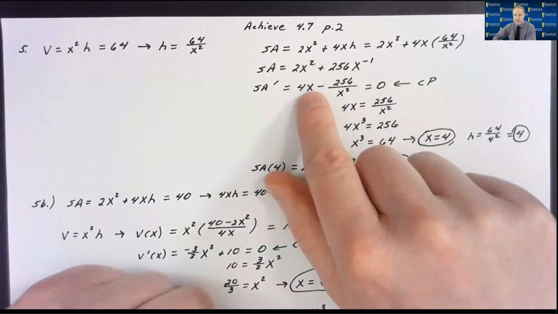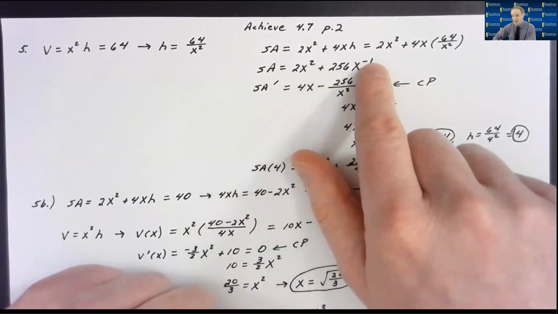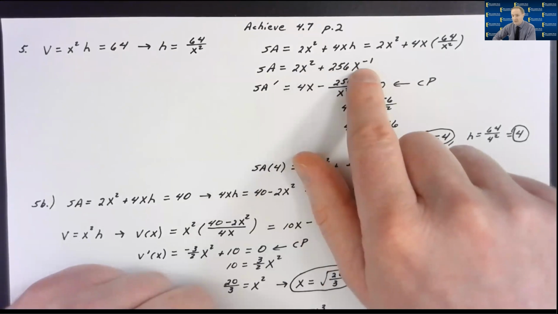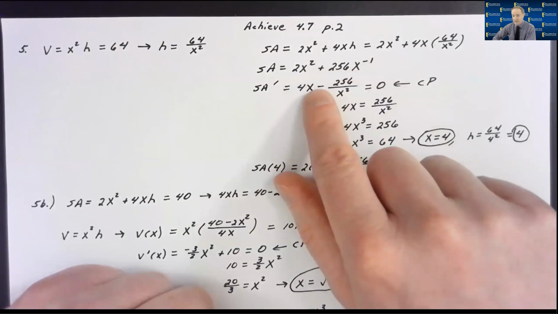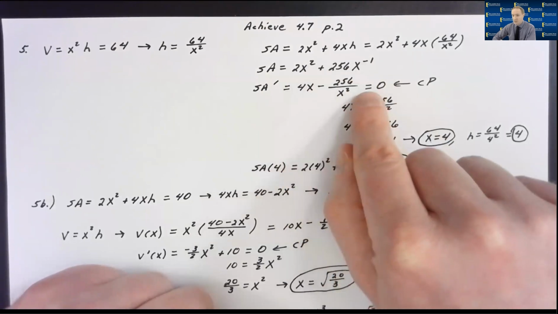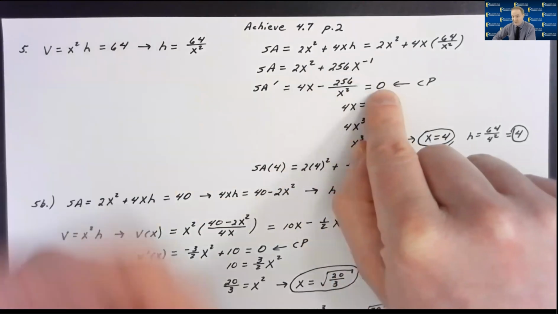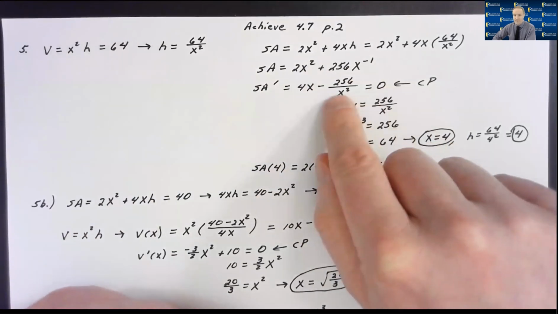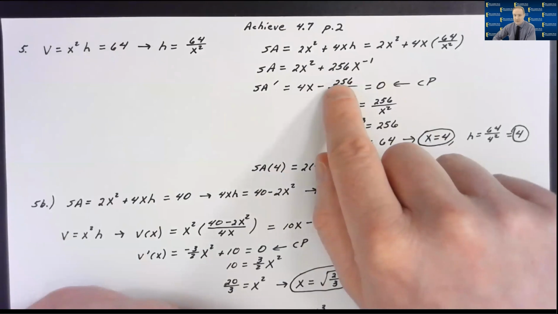Derivative of the first term gives me 4x. Derivative of the second would give me negative 256 x to the negative 2. I chose to rewrite that as minus 256 over x squared. I set this equal to 0 to find when this function is optimized, when it has its critical point.